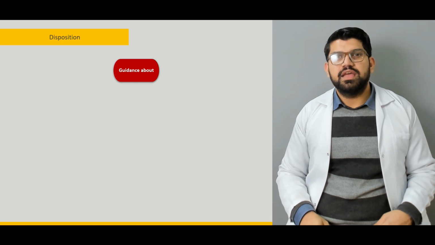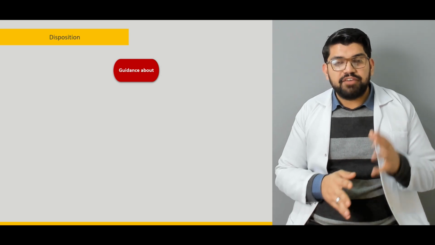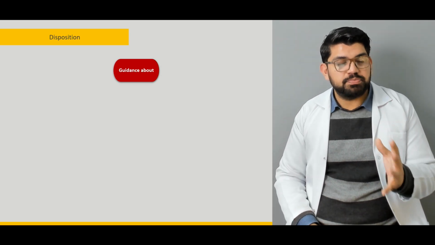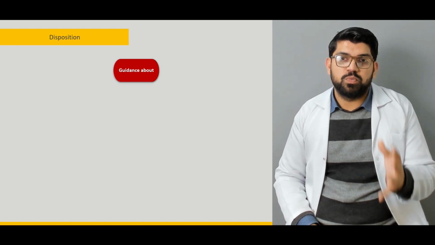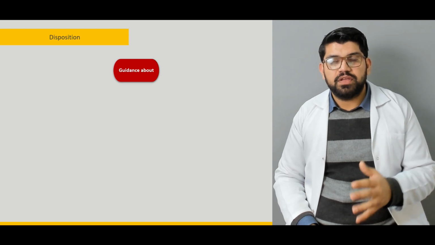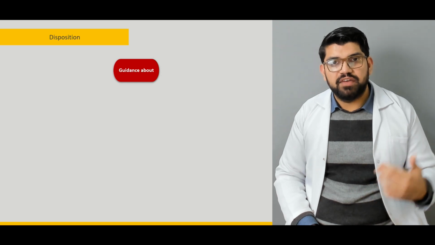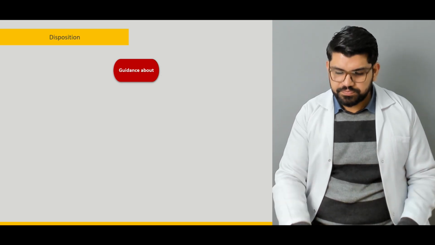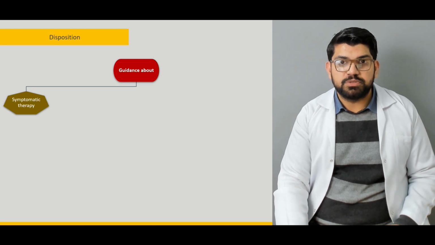Disposition is a very, very important part of the emergency department. You have to make sure why this patient is being discharged or sent home, and on what grounds, and for what reason this patient needs hospital care, and why this patient can be managed at home if not in hospital. The patient should be given guidance about symptomatic treatment.